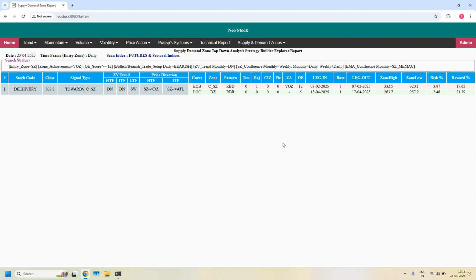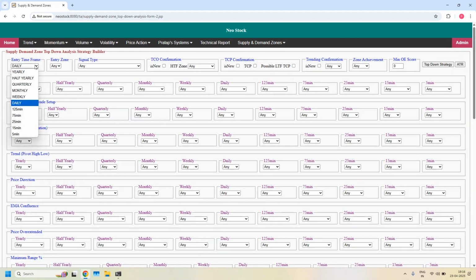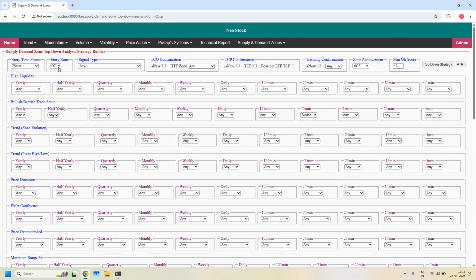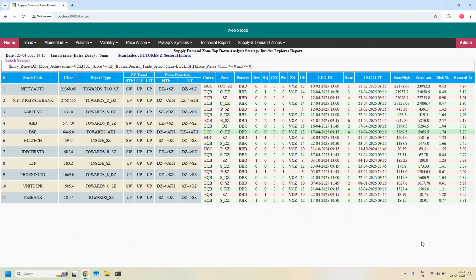Next, I will look into bullish trade setup weekly income trade. Entry time frame 75 minutes. Entry zone demand zone. Bullish or bearish at 75, bullish. Zone achievement VOZ. Minimum order enhancer score 12. And also the 75 minutes demand zone should not be pierced, so that means the zone is not pierced. Minimum value 0, maximum value. Which zone? 75 minutes demand zone. So 11 stocks are filtered. Bullish trade setup for weekly income trade, entry time frame zones, 75 minutes demand zones.